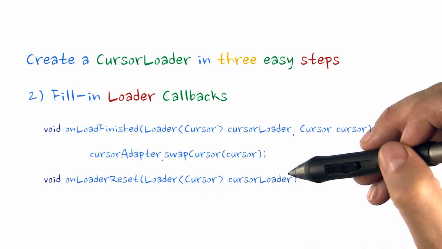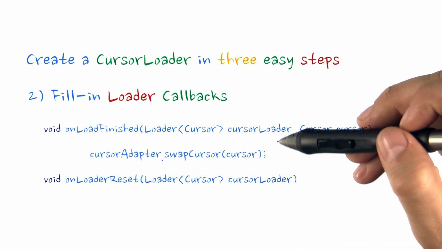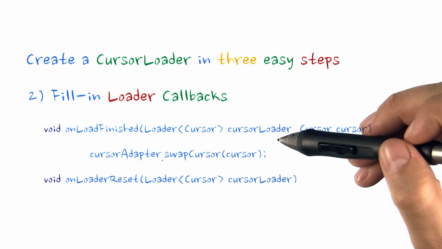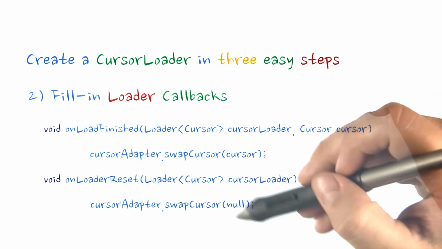OnLoaderReset is typically only called when our loader is being destroyed. It means that we need to remove all references to the loader data. To do that, we call swapCursor on our cursor adapter with null.